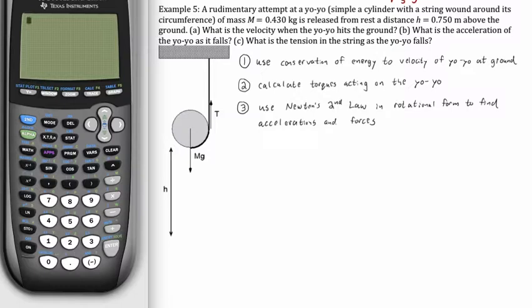So we have a rudimentary attempt at a yo-yo, in this case simply a cylinder with string wound around it. Wouldn't work all that well. And it has a certain mass of 0.43 kilograms, and it's released a certain height above the ground. Okay, so basically you have wound string, and there's plenty of string that we're not going to run out of string before you hit the ground. The ground is down here.